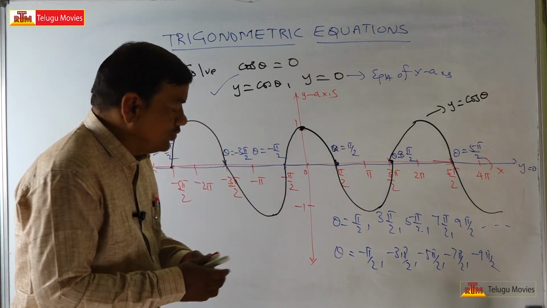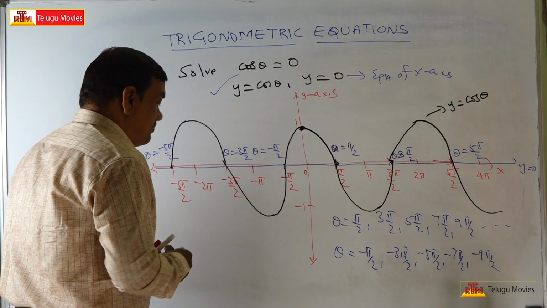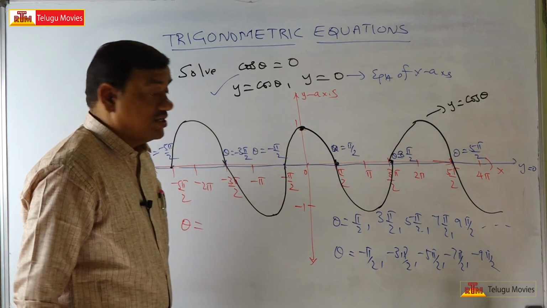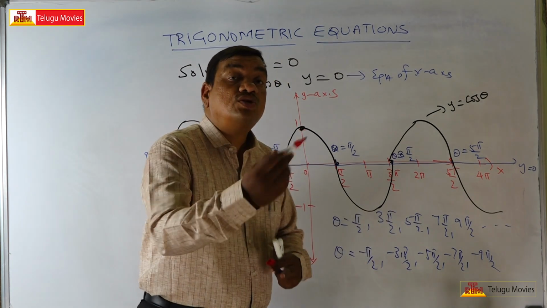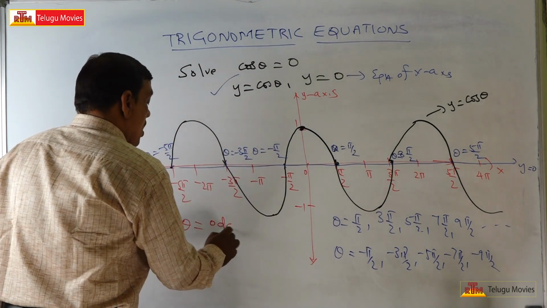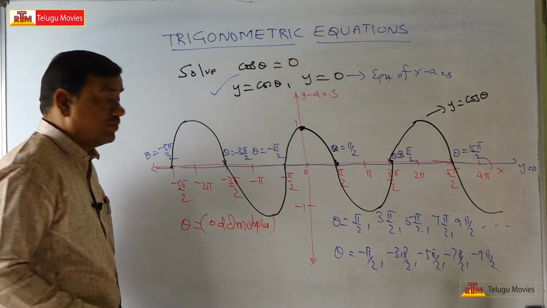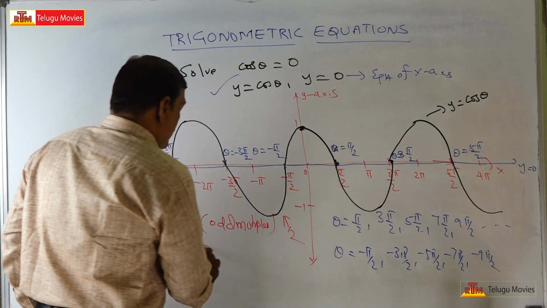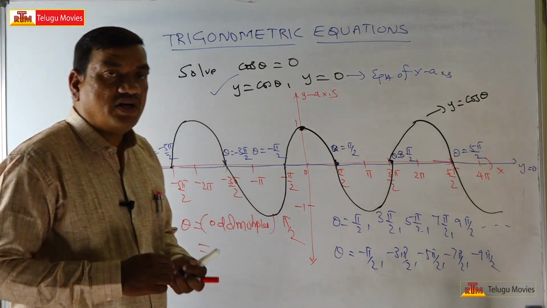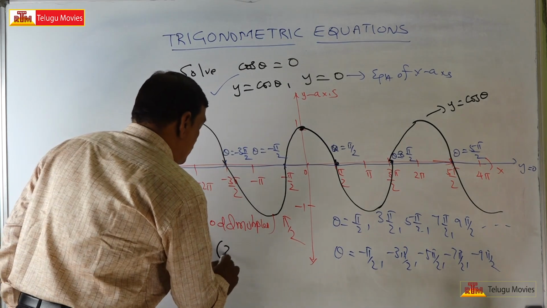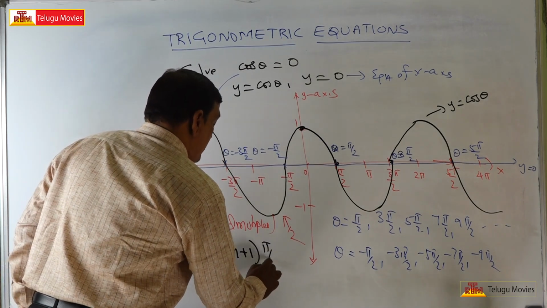That means what do you observe? Theta is equal to odd multiples of pi by 2. Odd means odd multiples of pi by 2. So as we know in algebra, what is the general form of an odd number? That is 2n plus 1, so theta is equal to (2n plus 1) pi by 2.